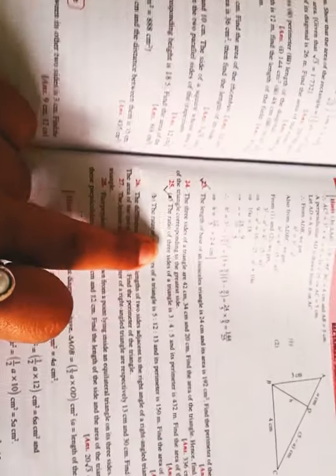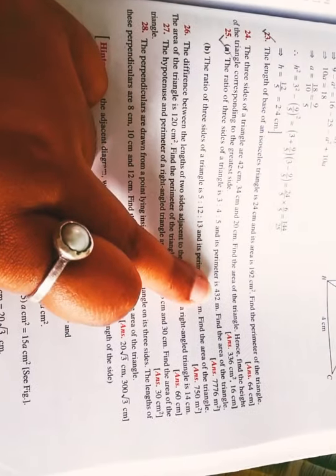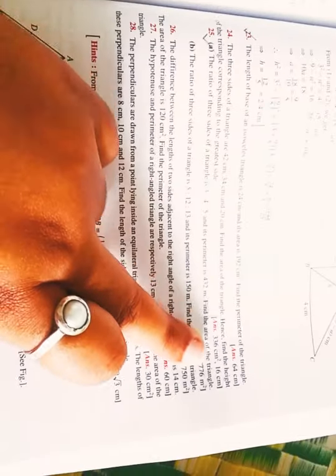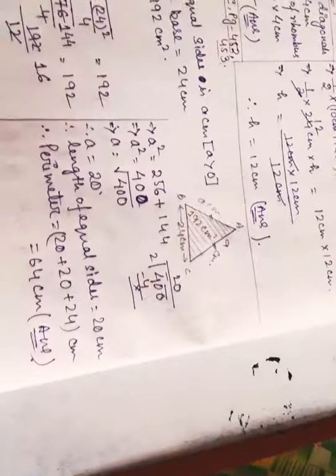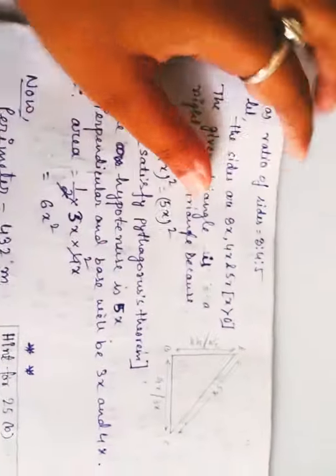Okay, now the next math. It says the ratio of the three sides is 3:4:5 and the perimeter is 432 meters. Then find the area of the triangle. So the ratio of the three sides is given, and the perimeter is given. If the ratio is given, then first we have to find the three sides.